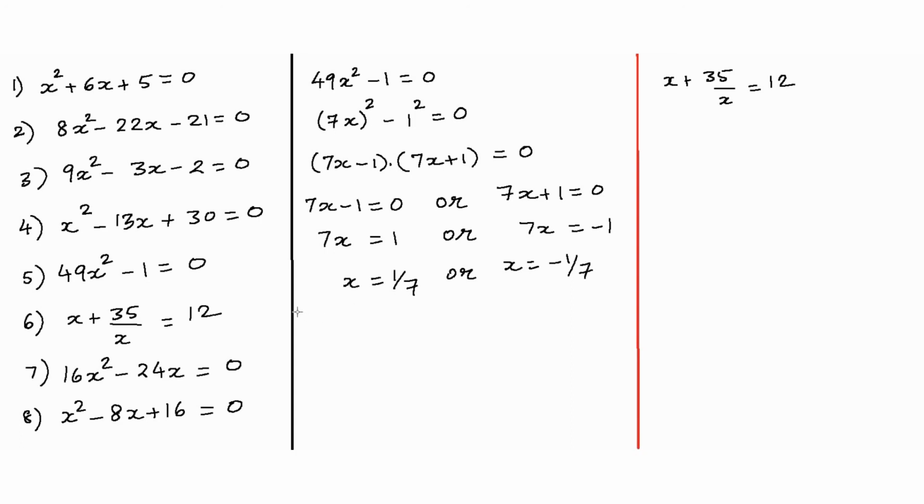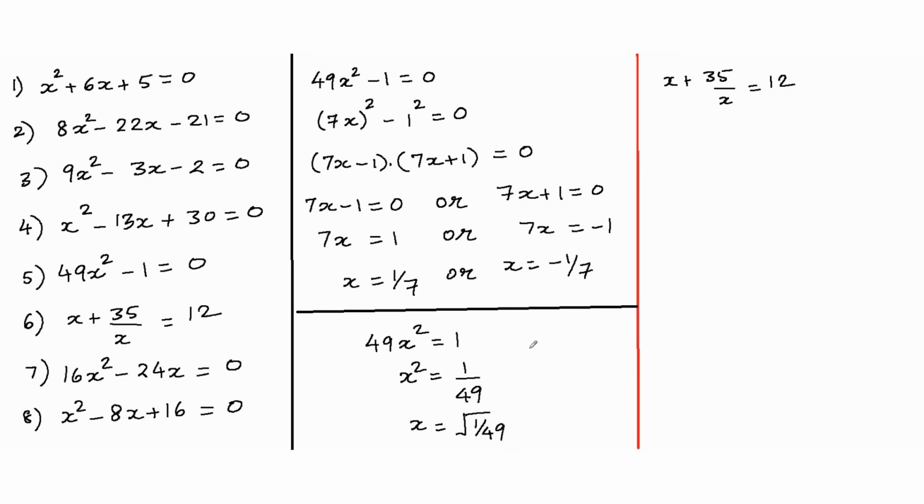So this is one way of solving this question. Let me show you another way of doing this. I can also write 49x square is equal to positive 1 by shifting the negative 1 to the other side. So therefore x square is 1 upon 49, which means x is the square root of 1 by 49. Now square root of 1 by 49 is 1 by 7 and that's plus or minus, right? Therefore, the solution set is either positive 1 by 7 or negative 1 by 7. This is the final answer.